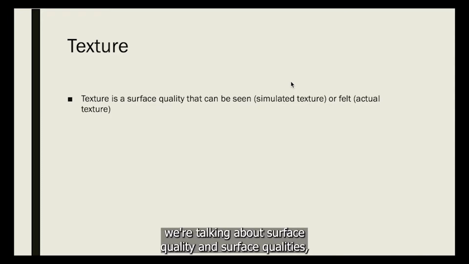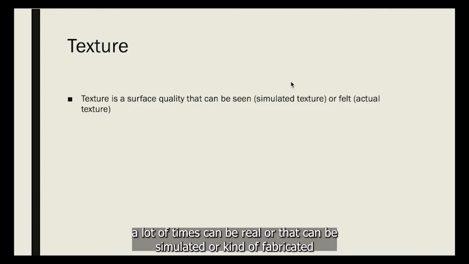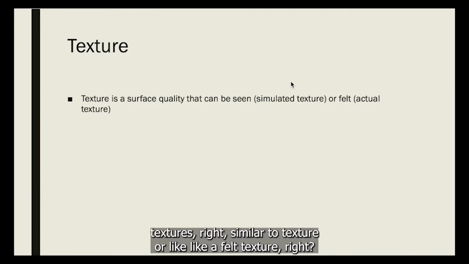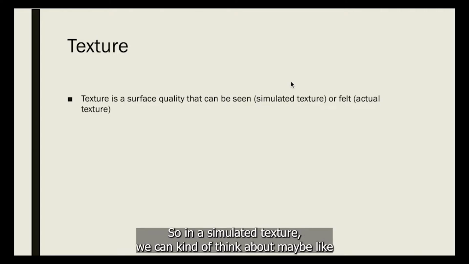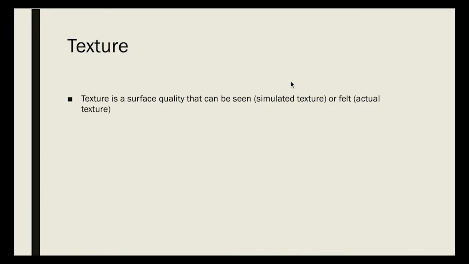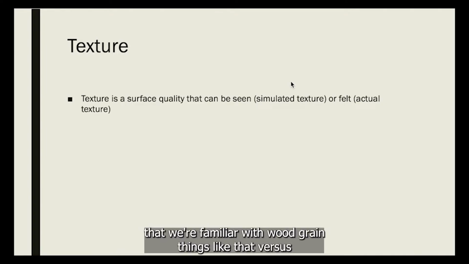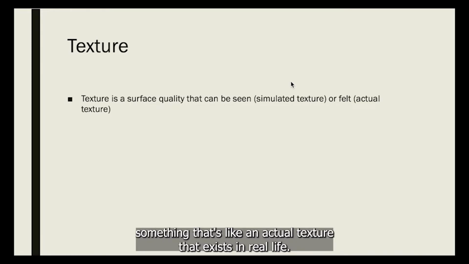In texture, we're talking about surface quality, and these surface qualities a lot of times can be real or they can be simulated or fabricated textures, right? Simulated texture or like a felt texture, right? So in a simulated texture, we can think about maybe like a photo of a rock face. We can think about a photo or drawing of something that has some kind of texture that we're familiar with, a wood grain, things like that, versus something that's like an actual texture that exists in real life.